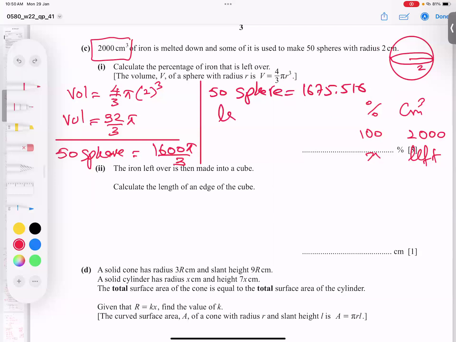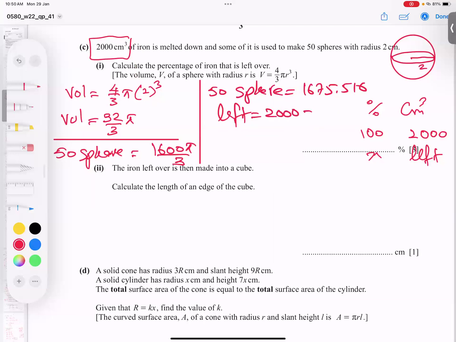How much volume is left? So from 2000 subtract this number. 2000 minus 1675.516. If I subtract from 2000, what is left behind? The left behind is 324.48. And he said find the percentage of the leftover.